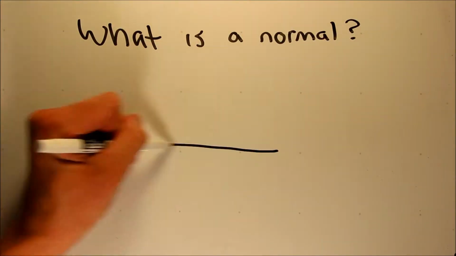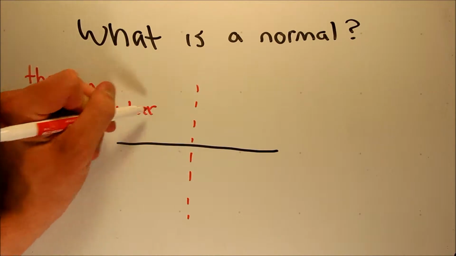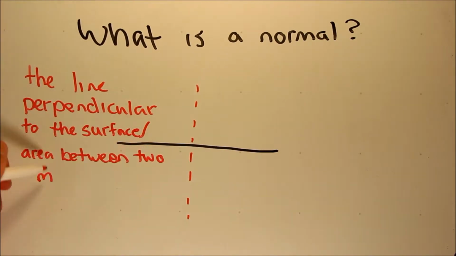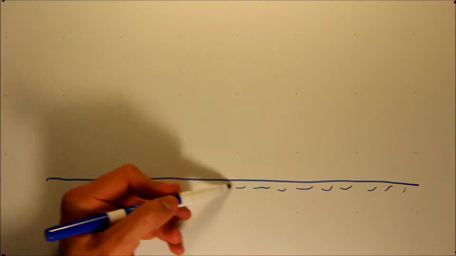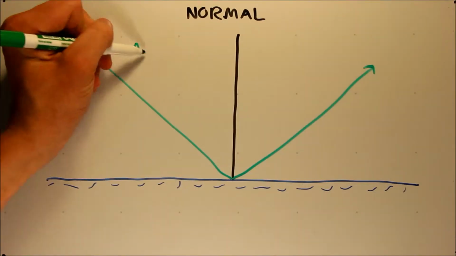One important term that you'll need to know for this lesson is normal. The normal is the line perpendicular to the surface between two media. So let's use the normal now to predict the reflection of light.